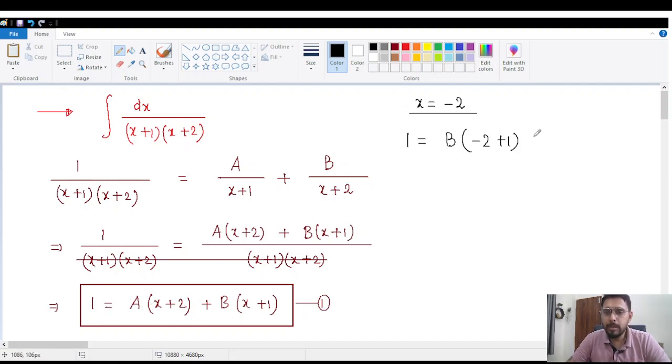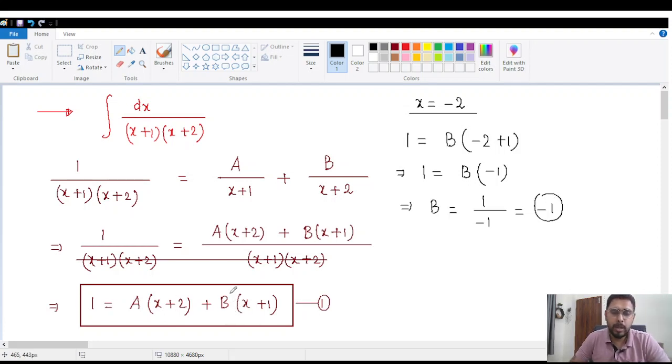So from here we can say 1 is equal to b times (negative 2 plus 1). What is that? It's negative 1, which means that b is equal to 1 divided by negative 1, and that is nothing but negative 1. So the value of b is coming as negative 1. Okay, the value of b is negative 1. Now we have to find the value of a.